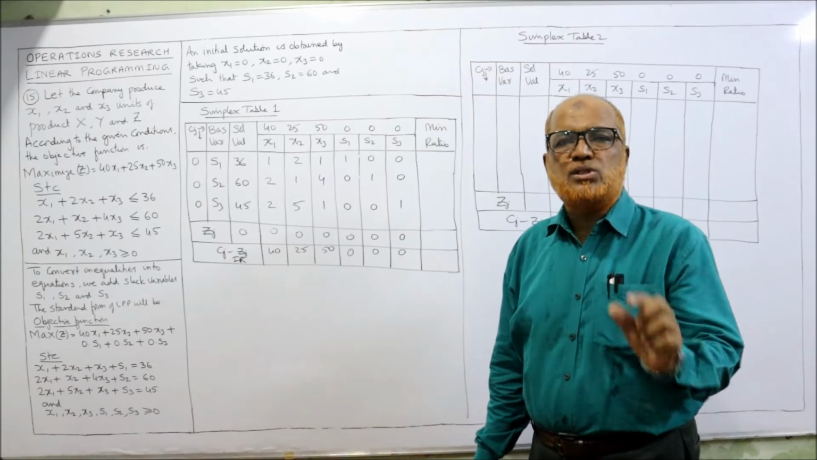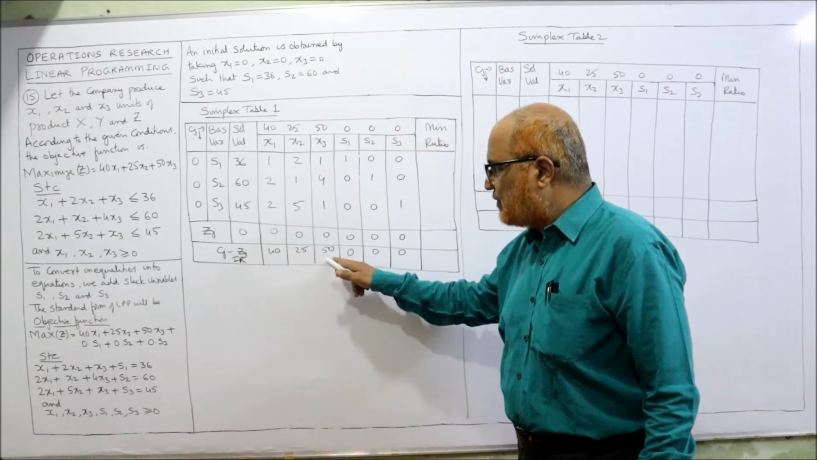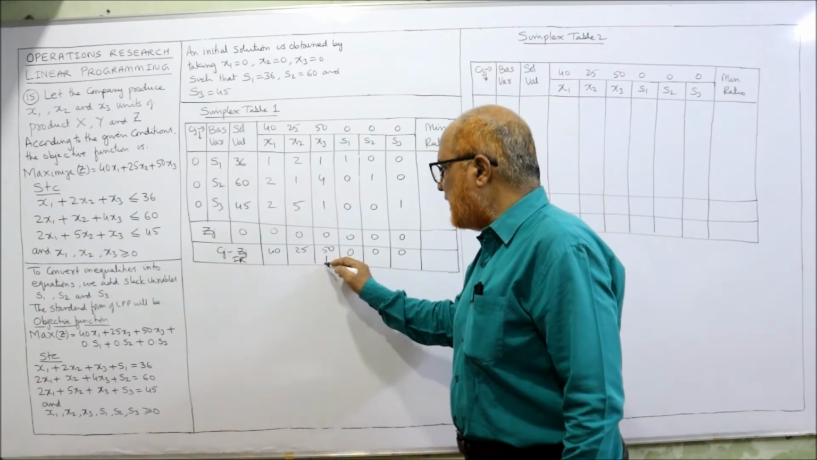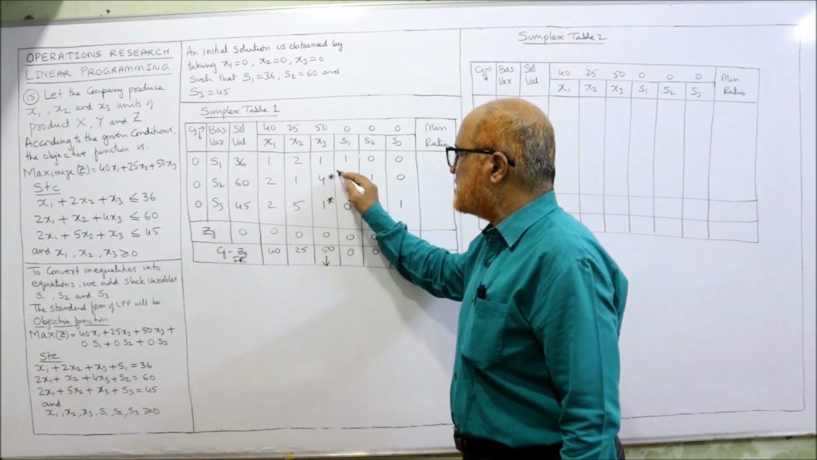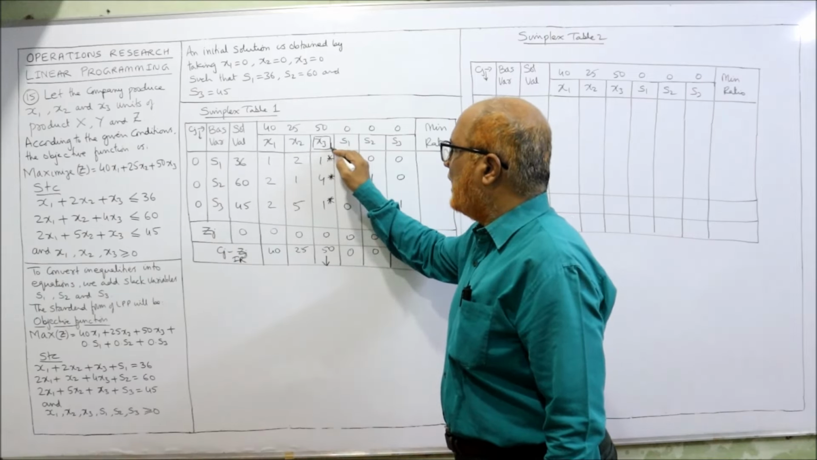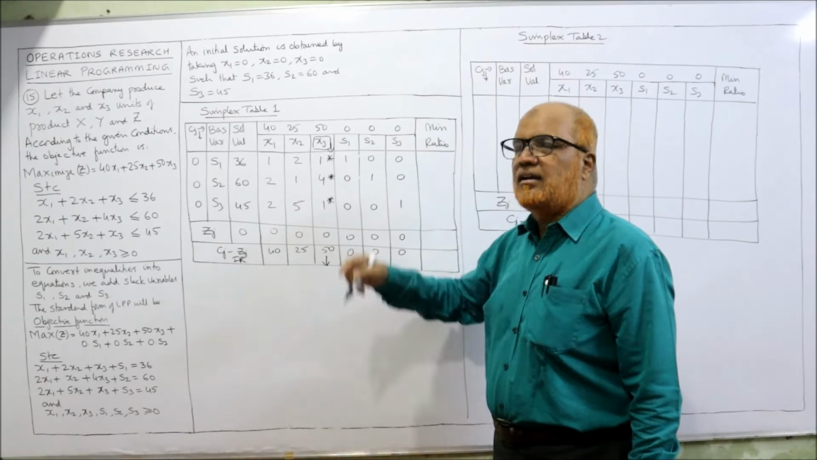The highest positive should be selected. The highest positive is what? 50 is the highest positive. Now this is the entering variable for the next iteration. These are the intersectional elements. And X3 will enter. In the next table, X3 will enter.